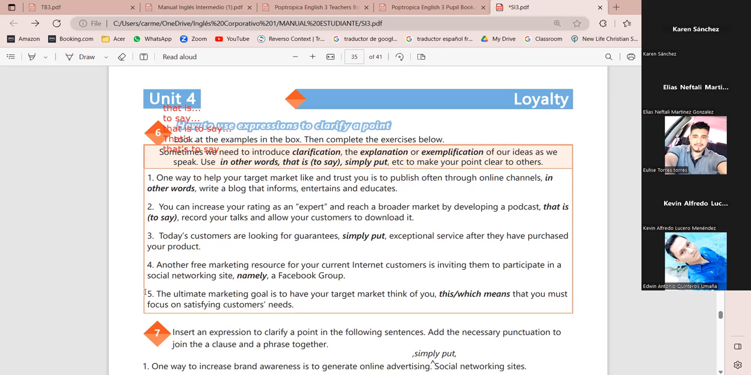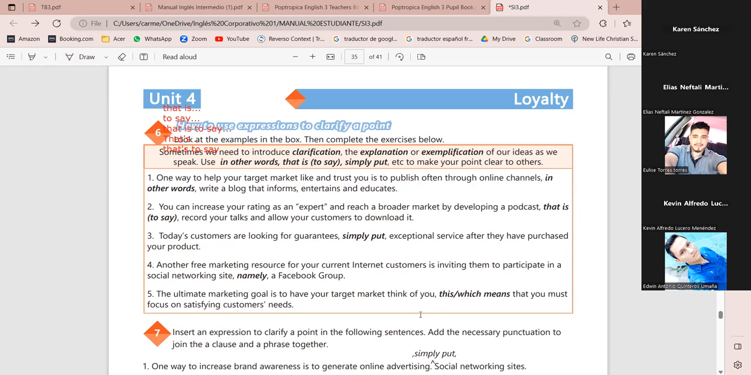Number five. Edwin, please, read number five. The ultimate marketing goal is to have your target market think of you. This, which means that you must focus on satisfying customer needs. Right. So if we are talking about a goal in marketing, and it says the ultimate, well, actually it is the main purpose, right? Marketing goal is to have your target market think of you. Branding, right? So they are thinking about you, recalling, recognizing, and your name is right there in the market.